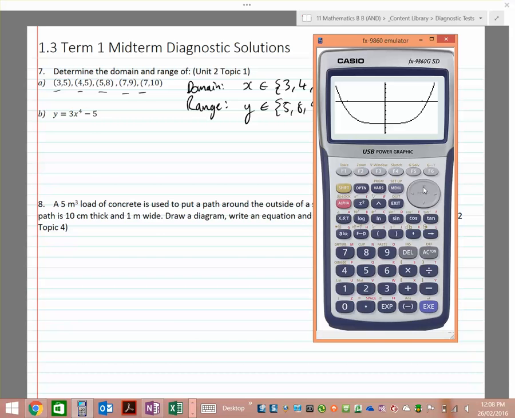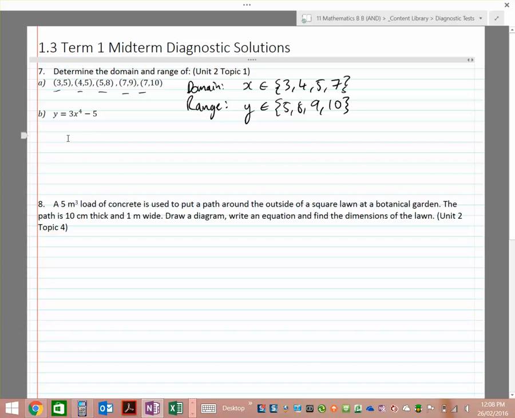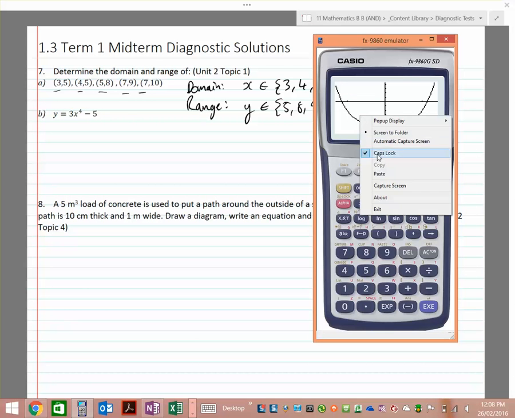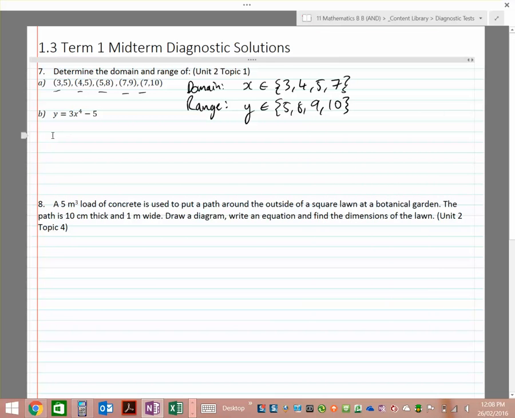So if I look for my domain, I'm looking at what are the possible x values. I'm getting negative values, I'm getting positive values, I'm getting 0. I can't see any holes or anything in this function. I can't think of an x value that I can't raise to the power 4. So I can state that my domain will be all real numbers.